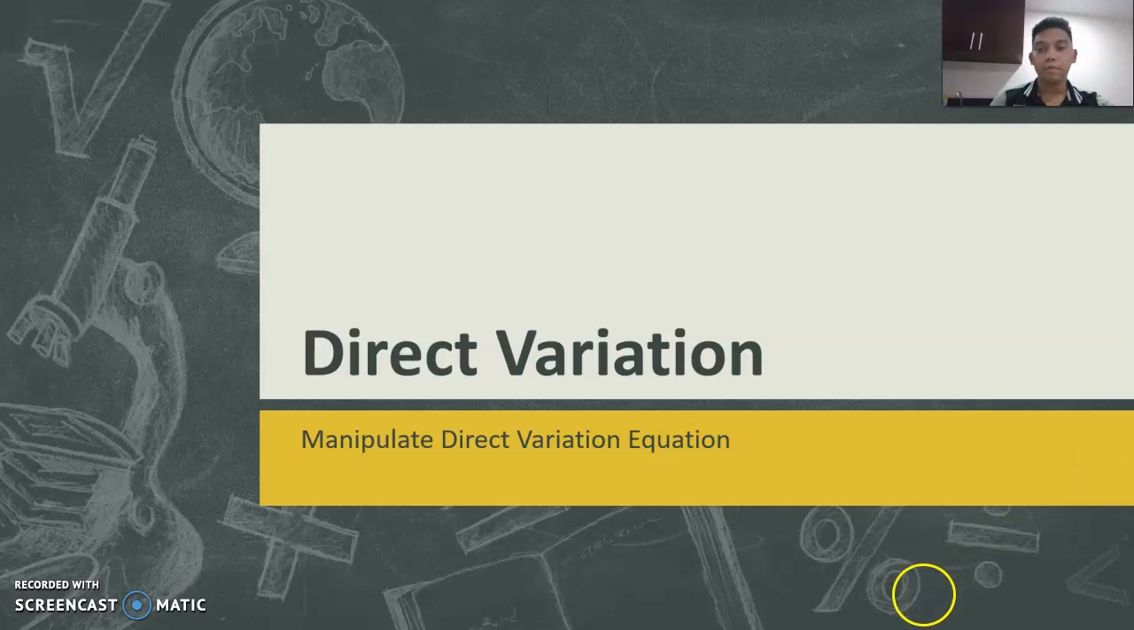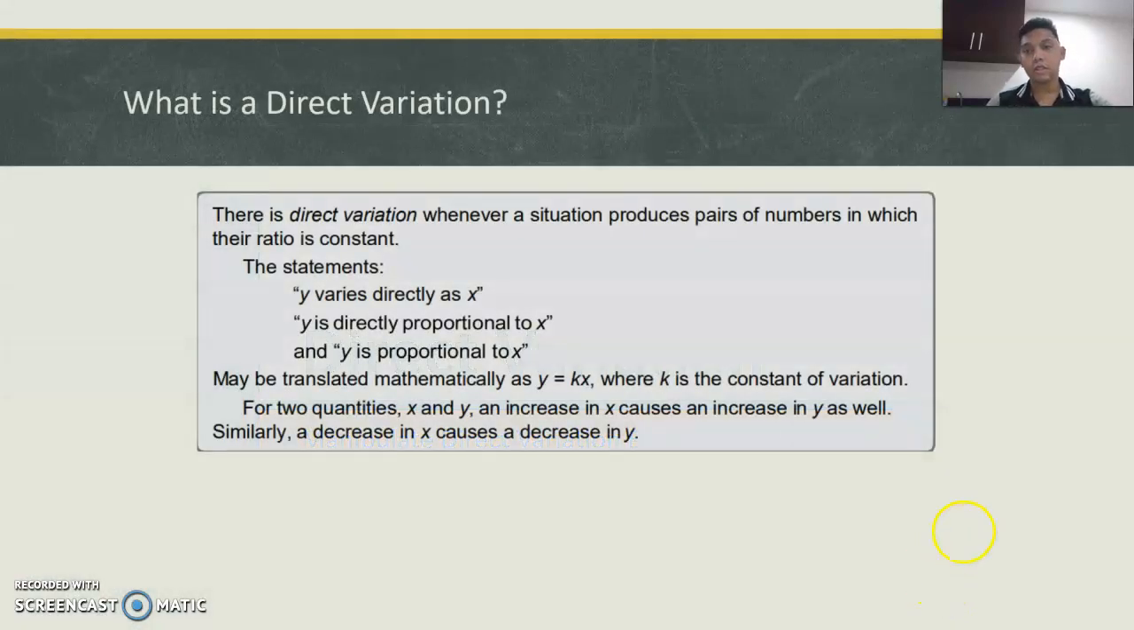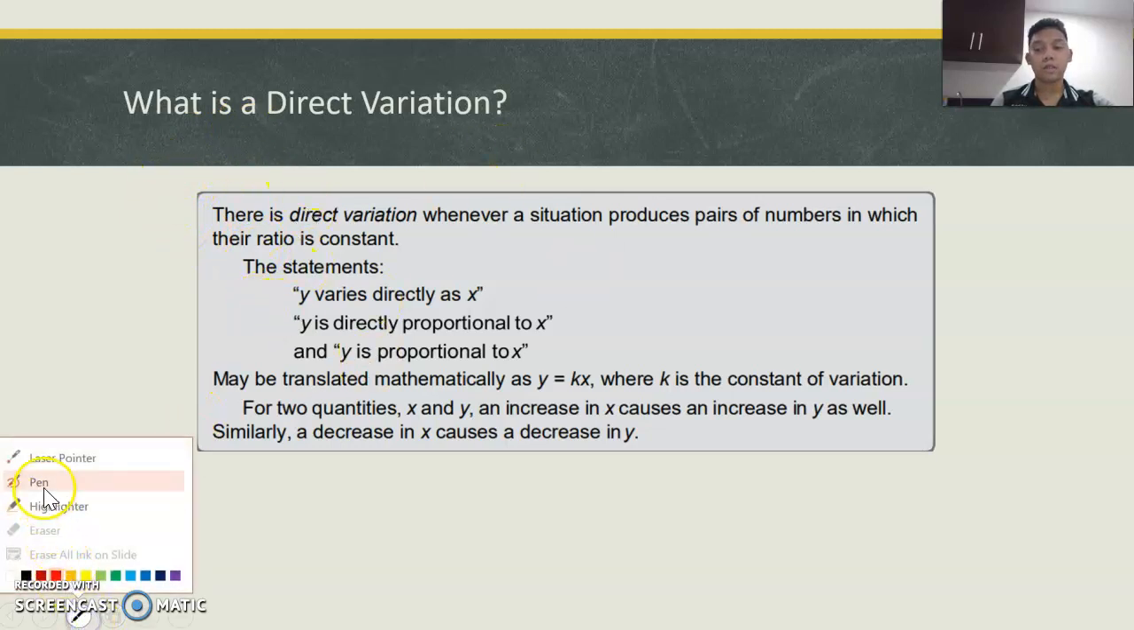Direct variation is whenever a situation produces pairs of numbers in which their ratio is the same, which is constant. Commonly it is written in these three phrases: y varies directly as x, y is directly proportional to x, or y is proportional to x. These statements are all translated to just one equation, which is y equals kx.